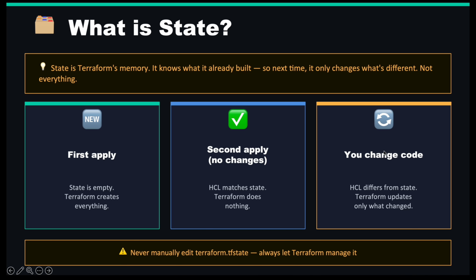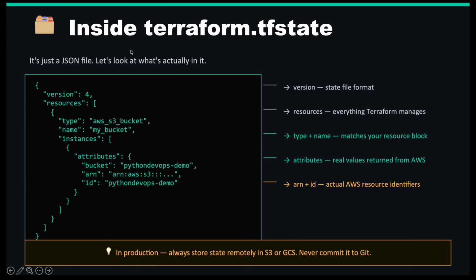In the third case, you made some changes in your code. Let's say you had already created the bucket, but you added a tag. So while you run the Terraform apply command, it will not create another bucket, it will add the tag to your existing bucket. So there I have mentioned the pro tip: never manually edit the Terraform state file, always let Terraform manage it.